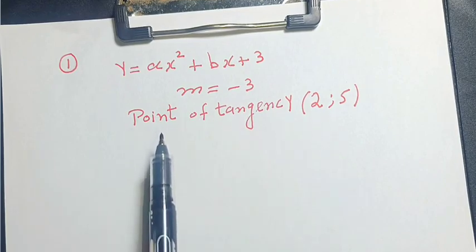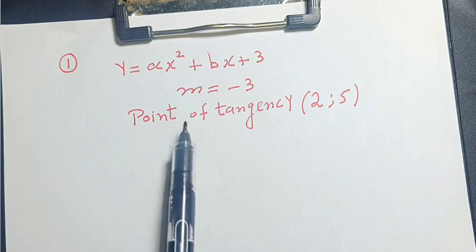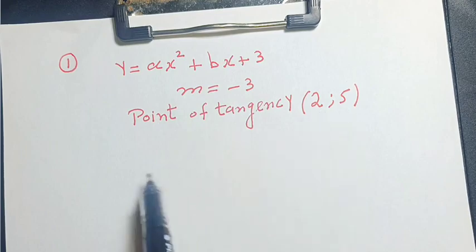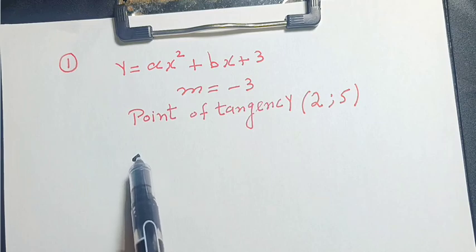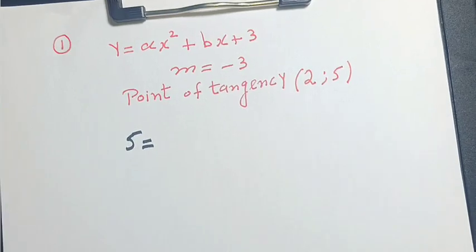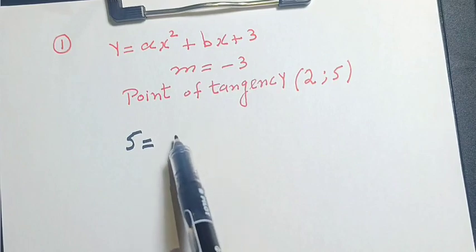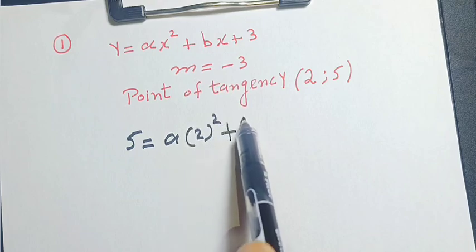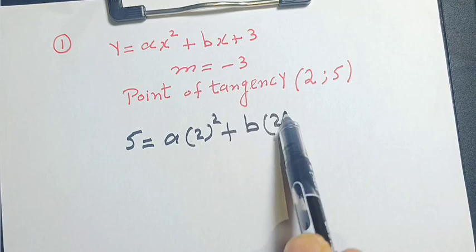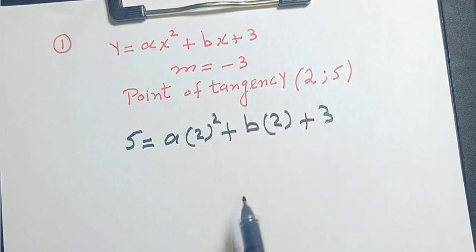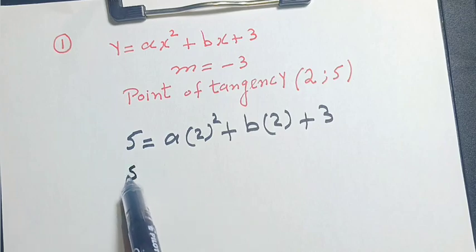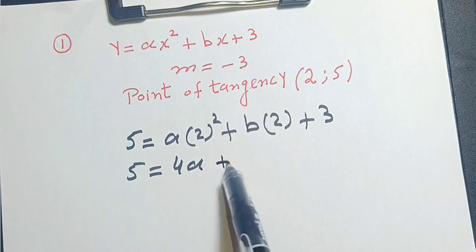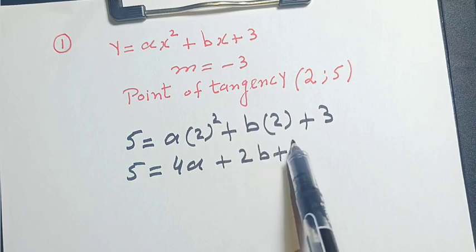First of all, I'm going to substitute the point of tangency into this equation. This is x, this is y. So for y we have 5 is equal to, and in place of x I'm going to substitute 2 squared, plus b multiplied by 2, plus 3. I'm going to solve this one. This is going to be 5 equals 4a plus 2b plus 3.